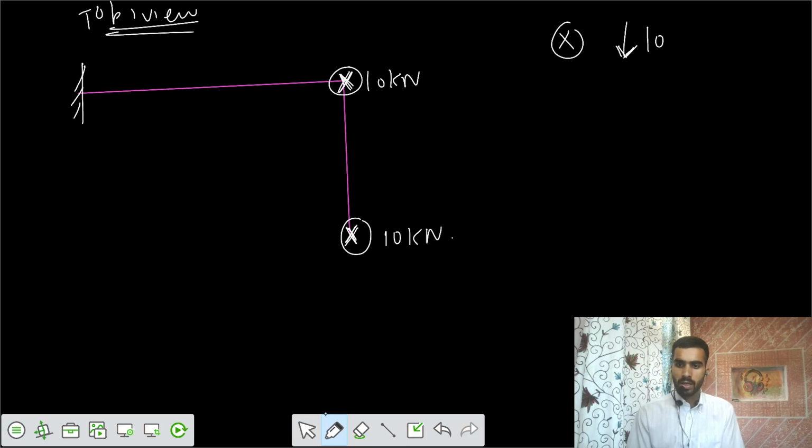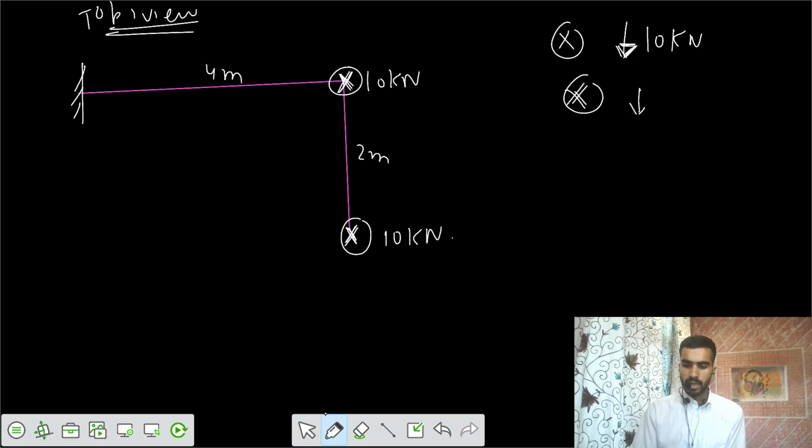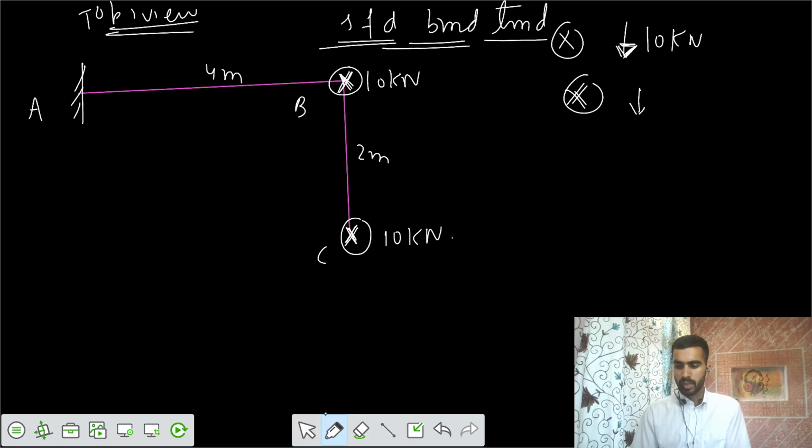That means loading is downwards, 10 kilonewton. Loading is downwards, and this one is also the same, 10 kilonewton downwards. That cross means it's downwards. Now you have this 4 meter, you have this 2 meter, and I can name them ABC. So you have to get SFD, BMD, TMD for each part.